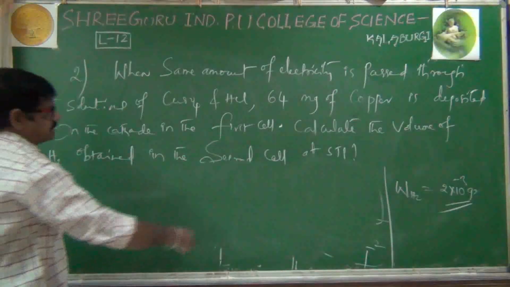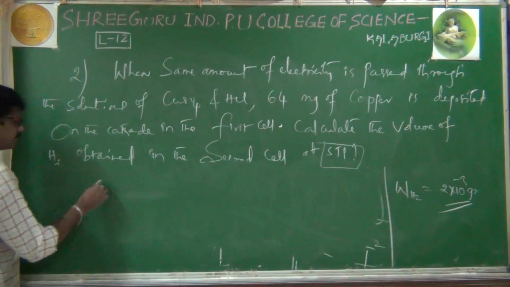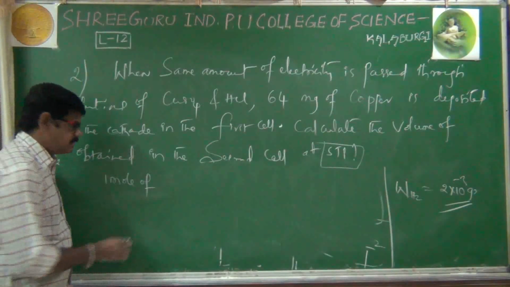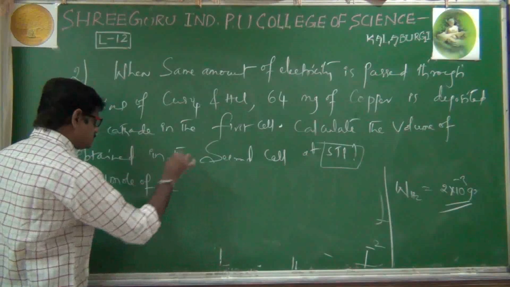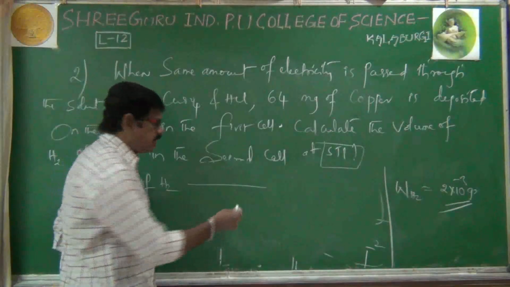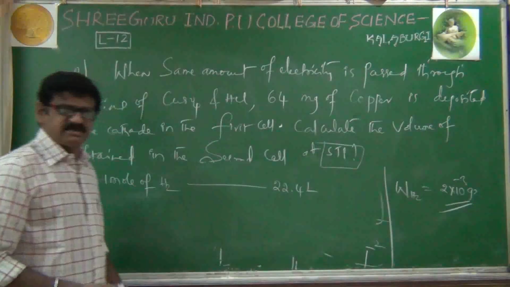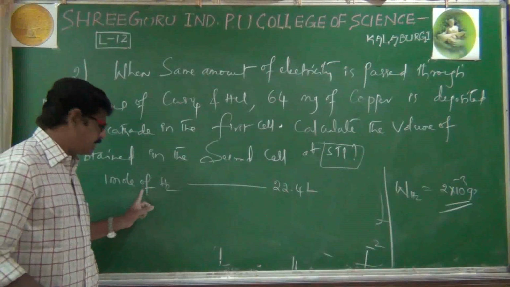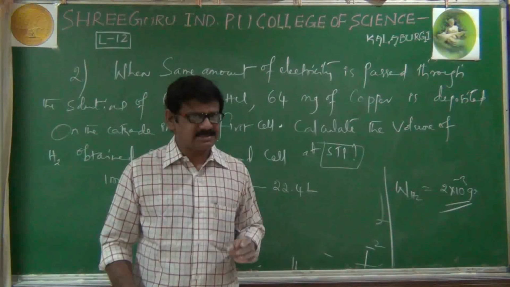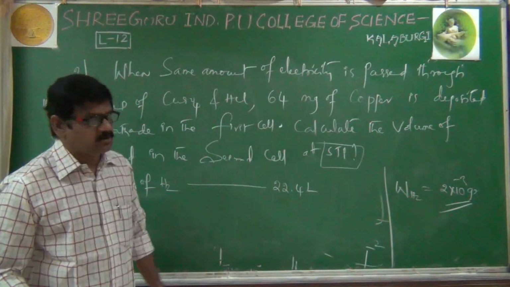At STP, standard temperature and pressure, 1 mole of any gas, here our gas is hydrogen of course, occupies how much volume? 22.4 liters at STP, it is fixed. 1 mole of any gas, it may be hydrogen gas, oxygen gas, carbon dioxide gas, any gas, then at STP 22.4 liters volume will be occupied.